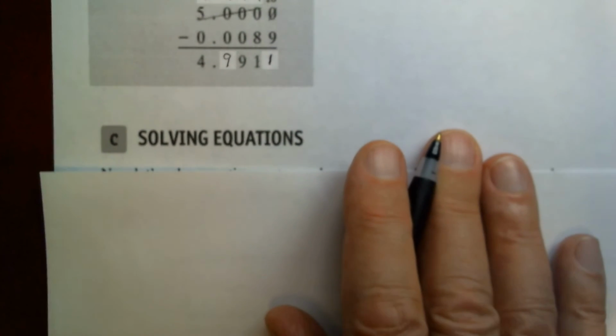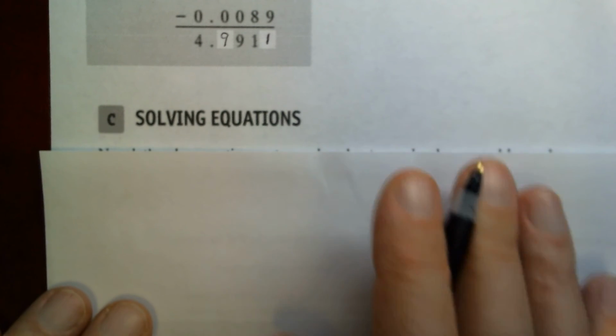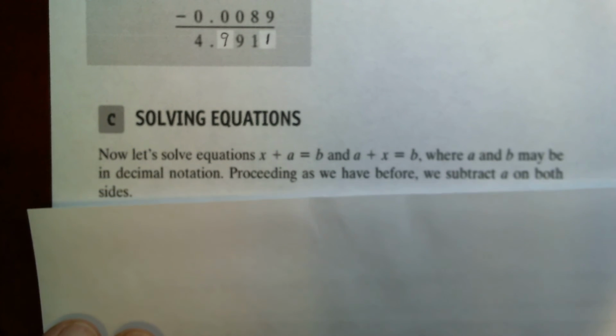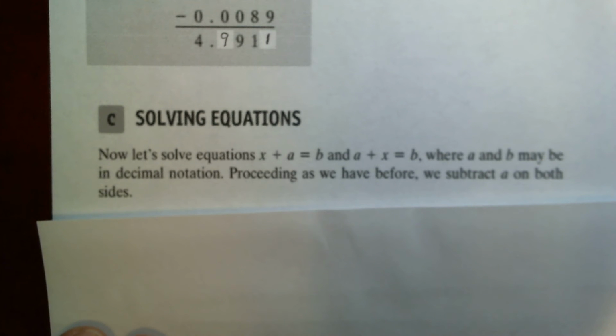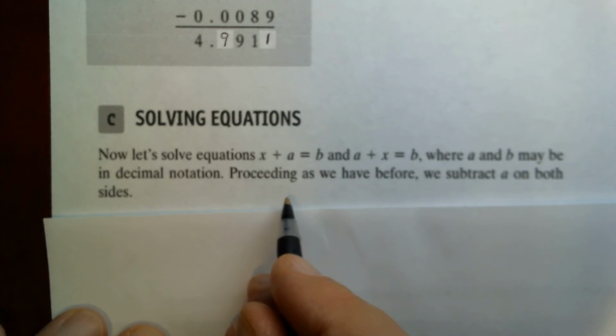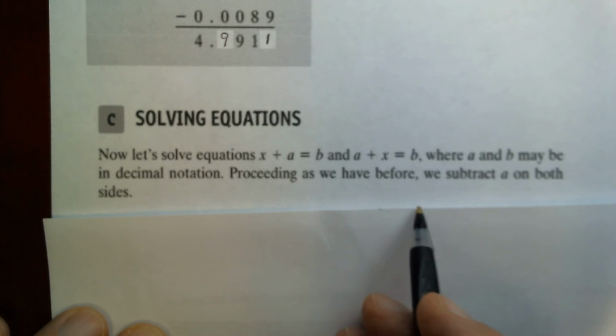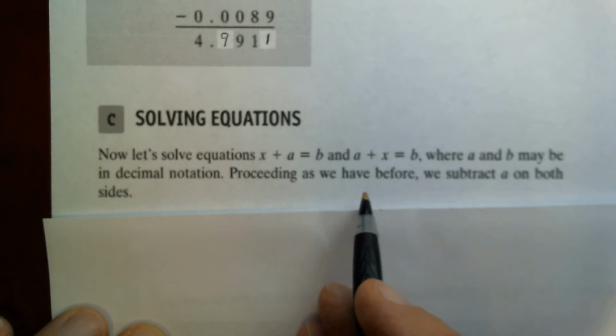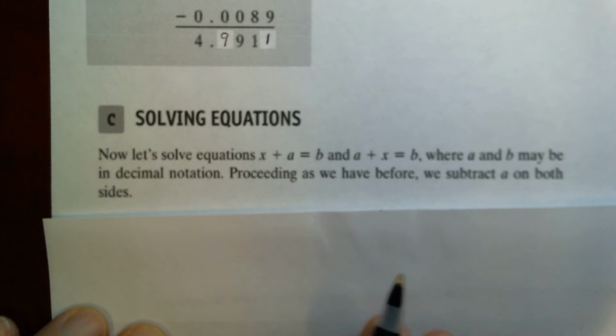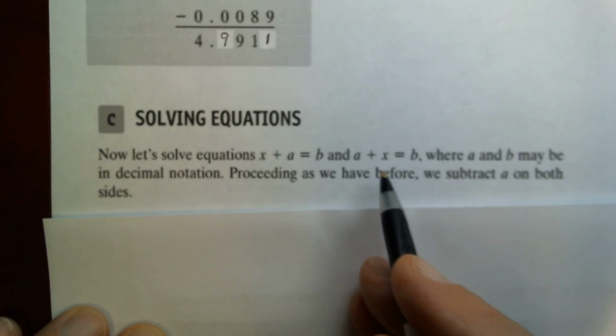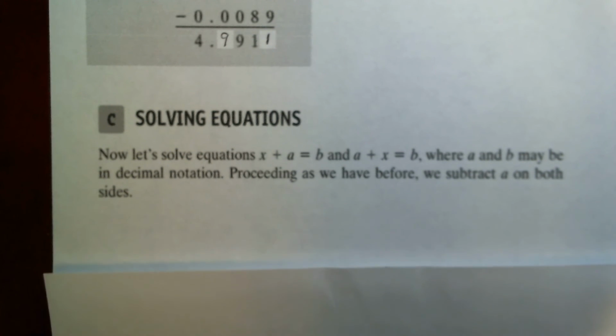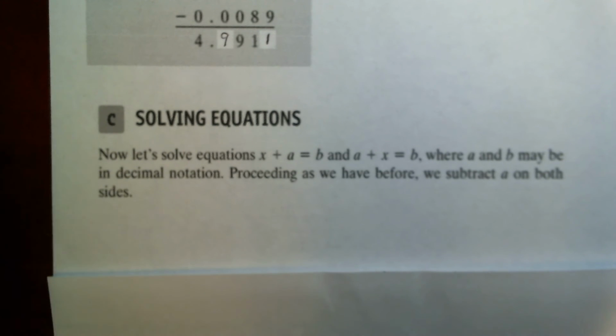The last part is about dealing with equations, where the variable could be a and b may be in decimal notation. So, as before, when we have equations like this, we subtract a on both sides to isolate the variable. So we will practice this in a number of examples. It's really nothing new, except now we are dealing with decimals.